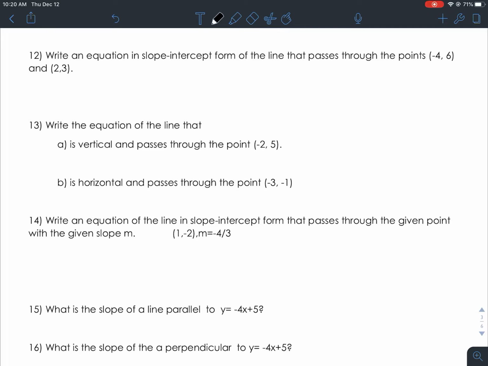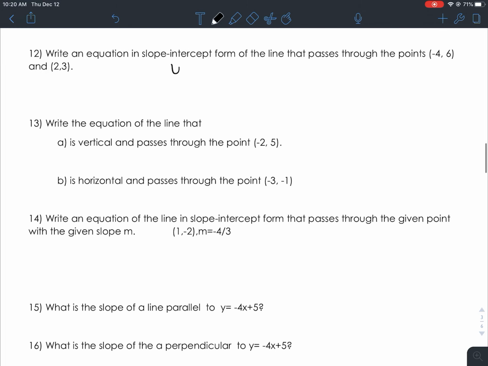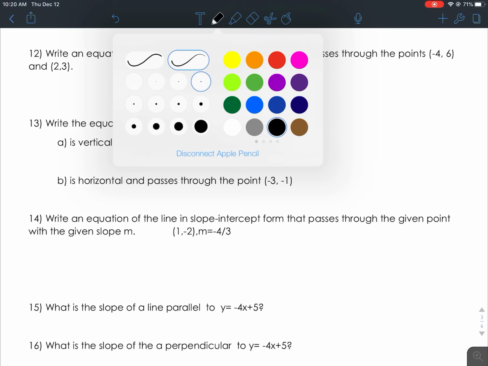Okay, so this is the second video about slope-intercept form from the study guide, all graphing lines. So we're going to write the equation in slope-intercept form. Remember, that means y equals mx plus b. And we're going to be given the points (-4, 6) and (2, 3). So the first thing we're going to do is find our slope.